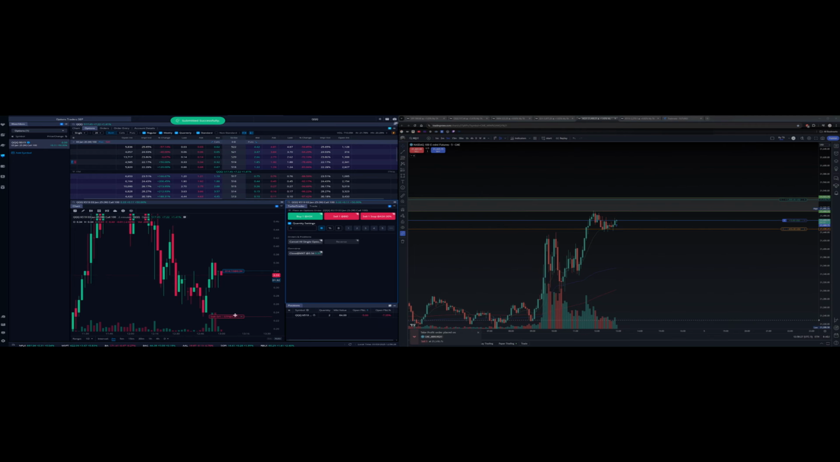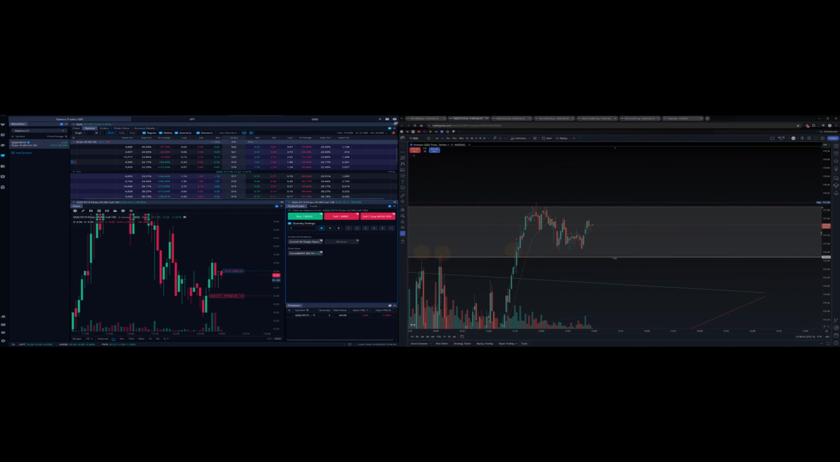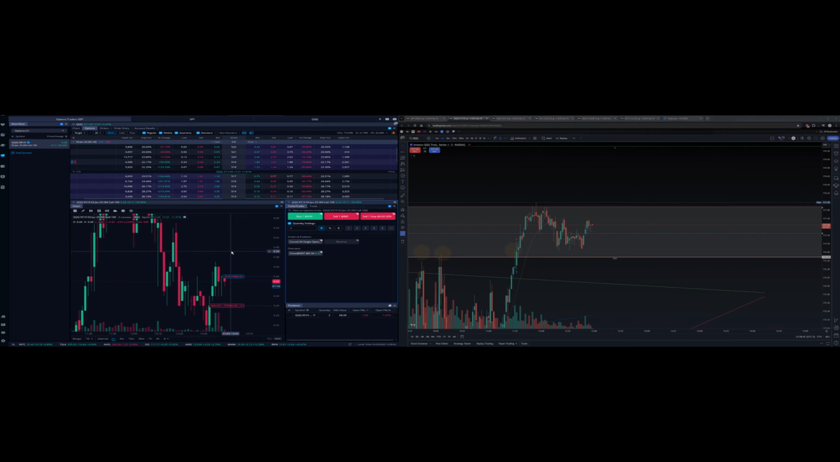It's a small account. I got contracts a few out of the money because they're affordable. It kind of broke the trend here in this area that I drew out, that it's a resistance area. I'm going for new highs, and I'm going to try and ride out the momentum.